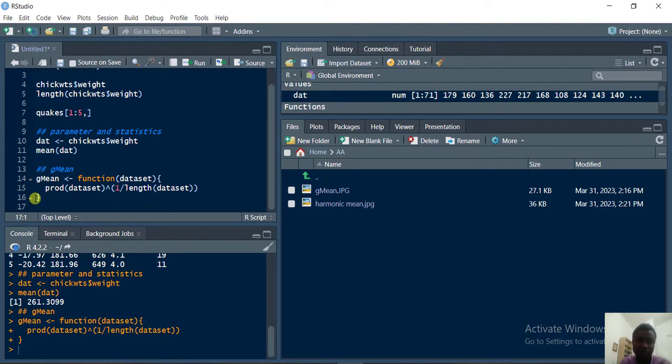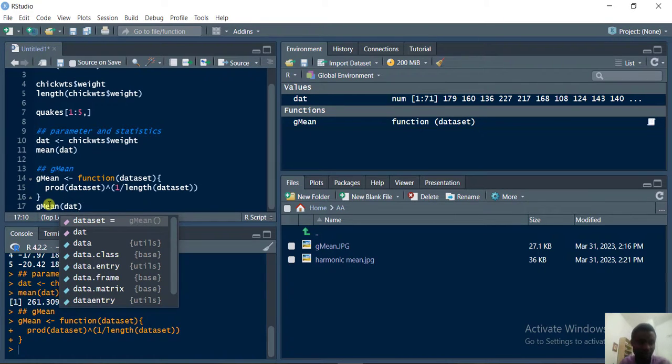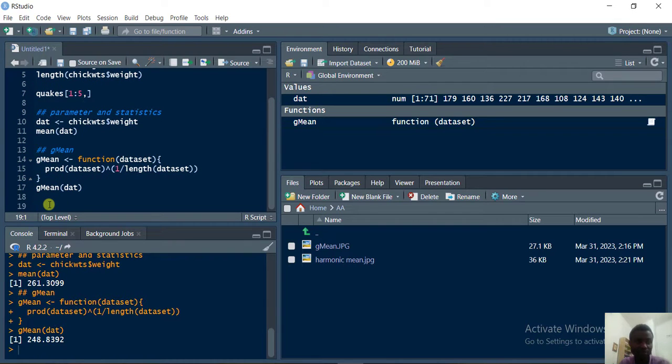Now on the global environment, we have a function created. So I can scroll down and you could see on the global environment that this is a function that helps in calculating the geometric mean. So if I say gmean now, I can easily put dat, which is our univariate data. When we run this, you could see that the result is 248.8392.